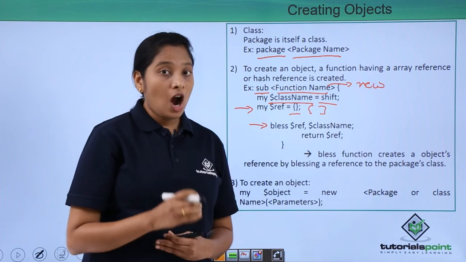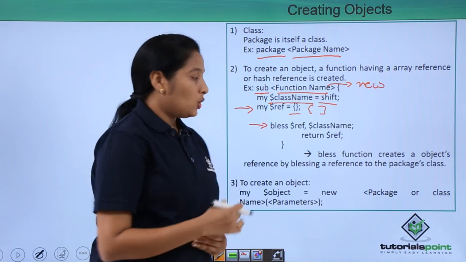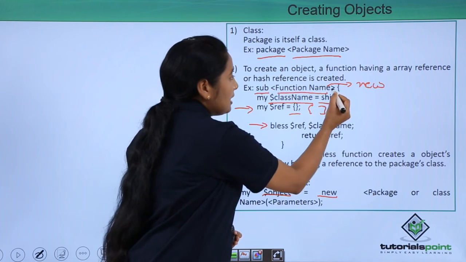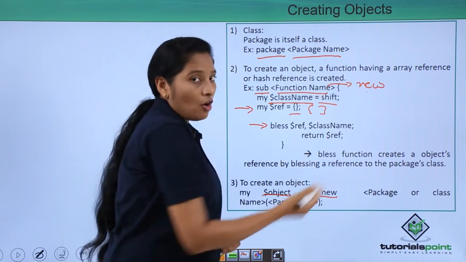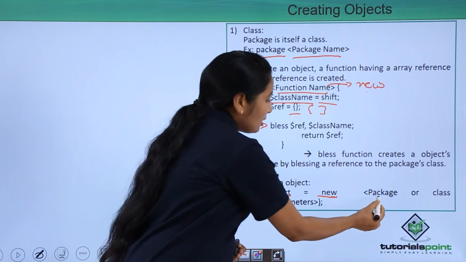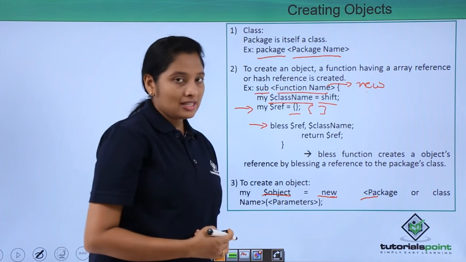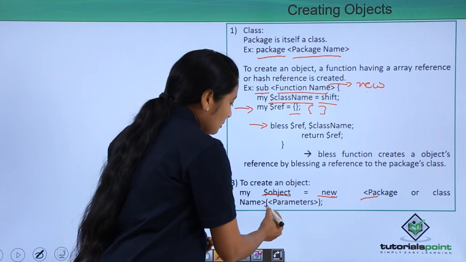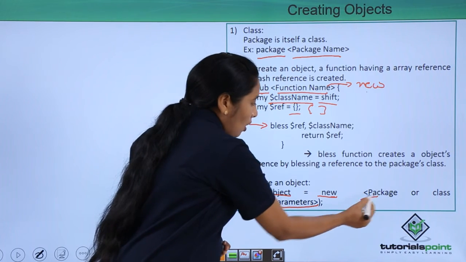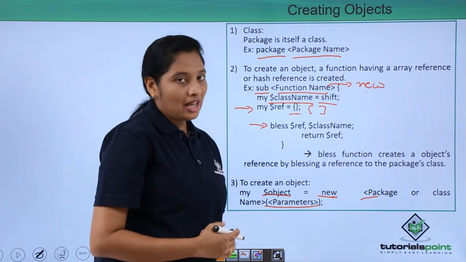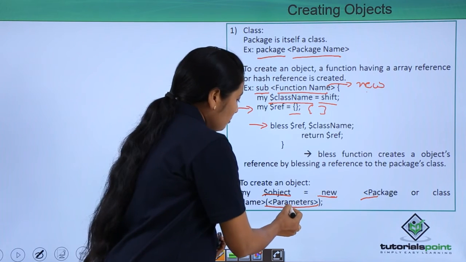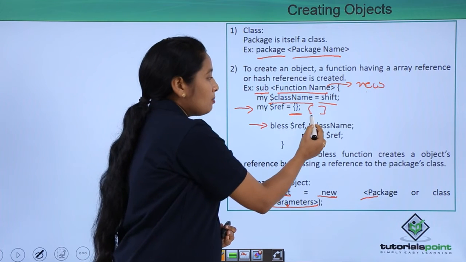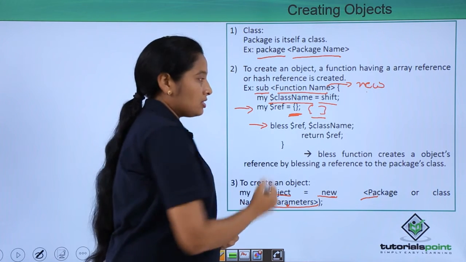Now, let us see how to create an object. To create an object, just give the subroutine name. Here I named it as new. It can be of any name, and then give the package name, that is nothing but the class name. And if you want to pass any parameters, you can just pass them while you are calling this subroutine with the class name. These parameters are nothing but the parameters which you are passing to the anonymous array or hash reference.